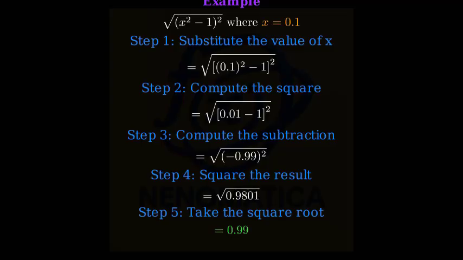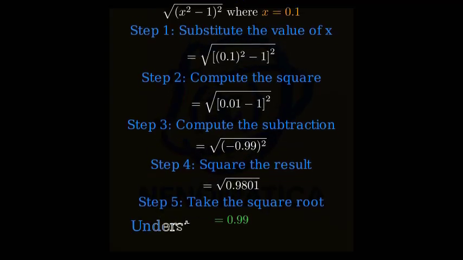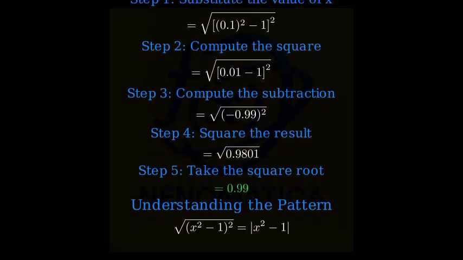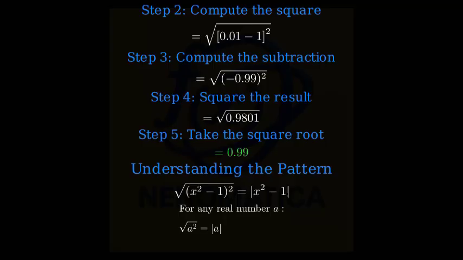Let's analyze what's happening in our calculation. When we evaluate the expression square root of quantity x squared minus 1 squared, we're essentially finding the absolute value of x squared minus 1. This is because squaring a number and then taking the square root gives us the absolute value of that number. So our expression is equivalent to the absolute value of x squared minus 1.